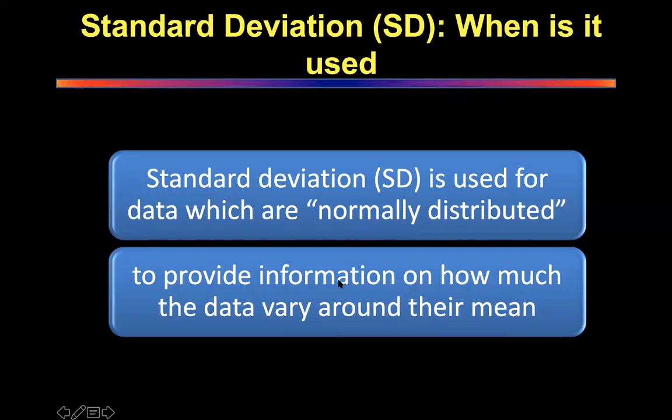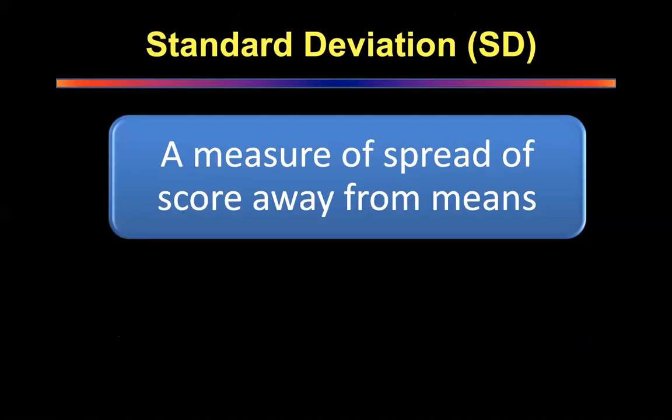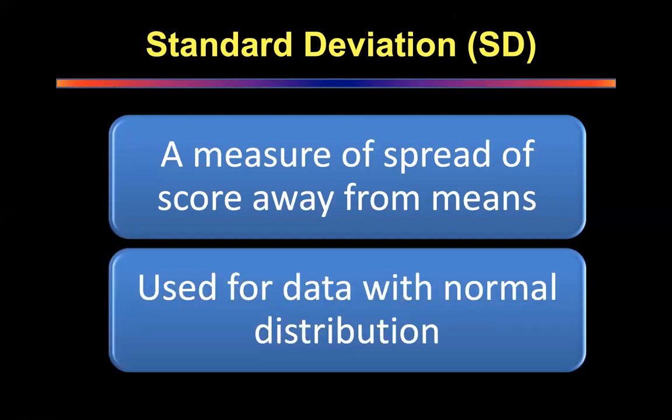To provide information on how much the data vary, the word is vary, around their mean. Very important. This concept is the key thing to a lot of studies. So it's a measure of spread of score away from means. It is used for data with normal distribution.